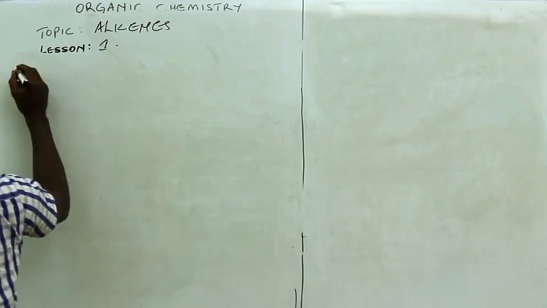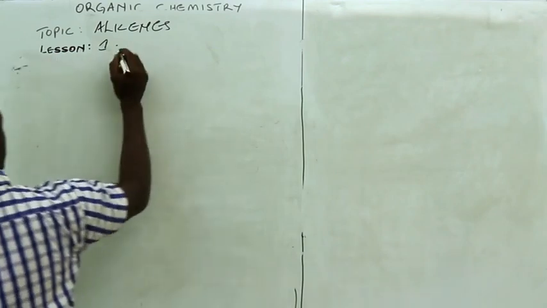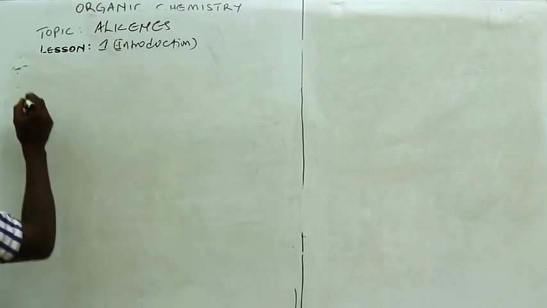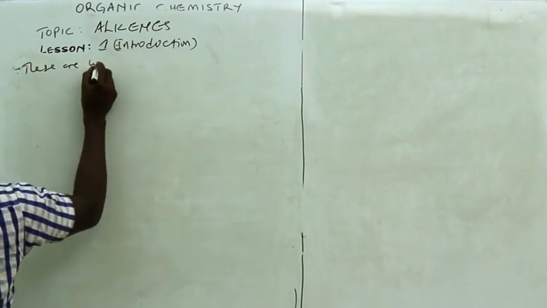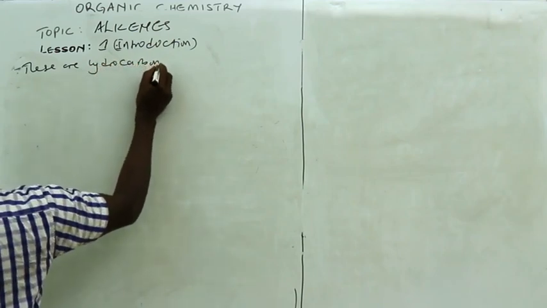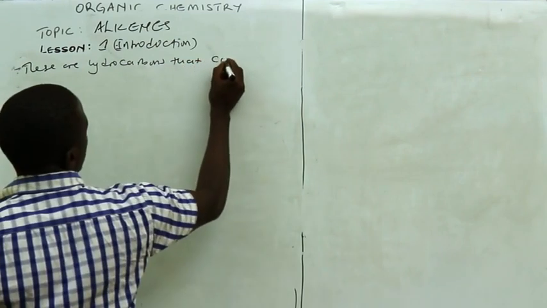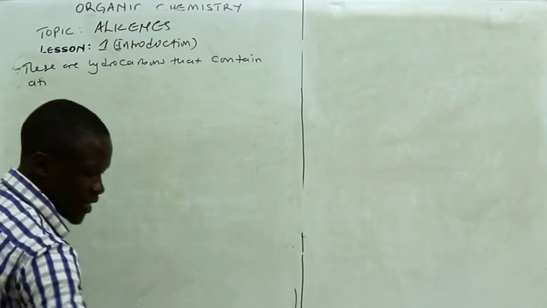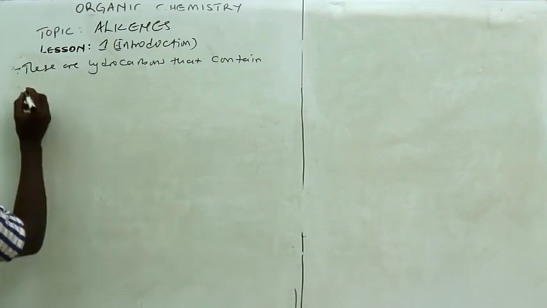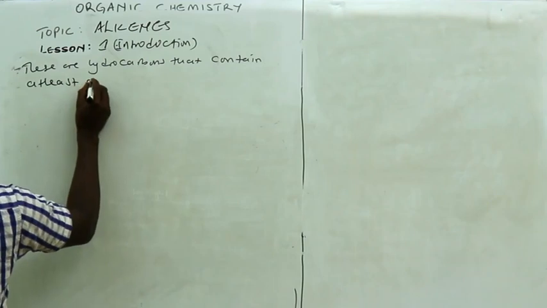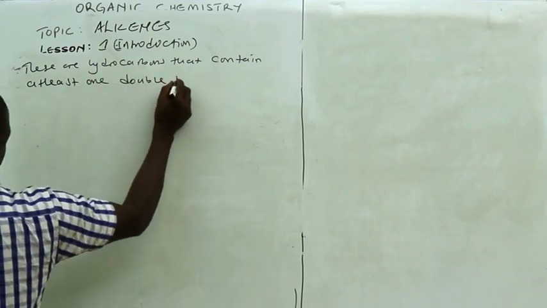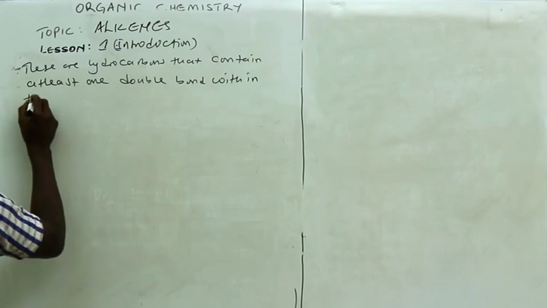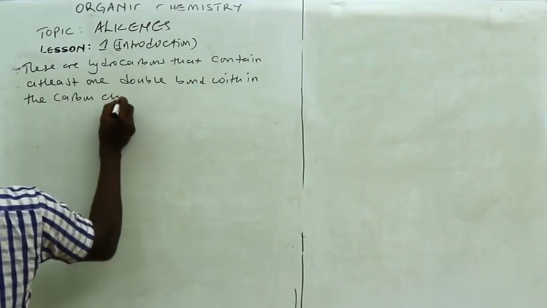So we are saying that in our introduction, it is very important to remind you that these are hydrocarbons that contain at least, which means one or more, one double bond within the carbon chain.